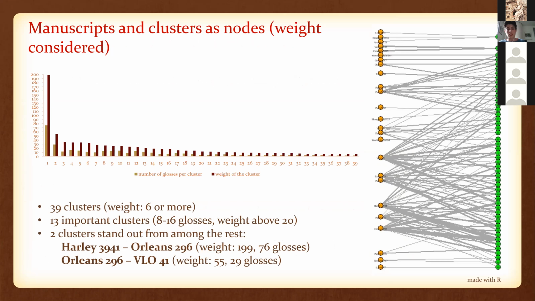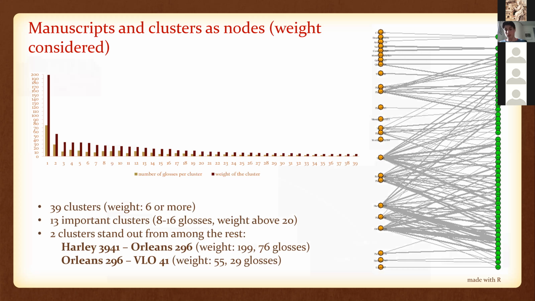That occurs in 2 manuscripts, Harley 3941 and Orleans 296, and consists of 76 glosses with a total weight of 199. Another one is a cluster that occurs in manuscripts Orleans 296 and VLO 41, which consists of 29 glosses and has a weight of 55, so slightly lower. I will return to the clusters because there is a lot more that is interesting to say about them.